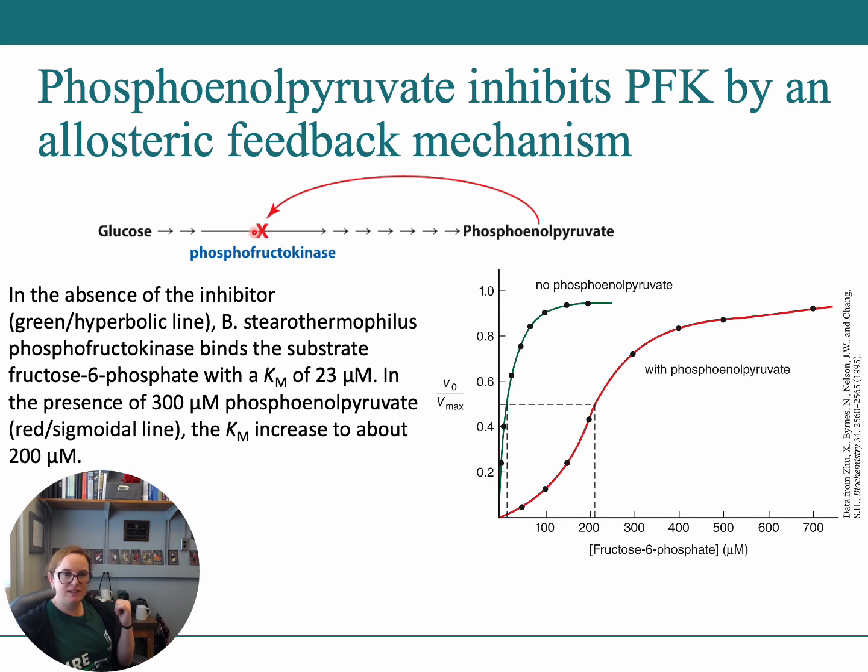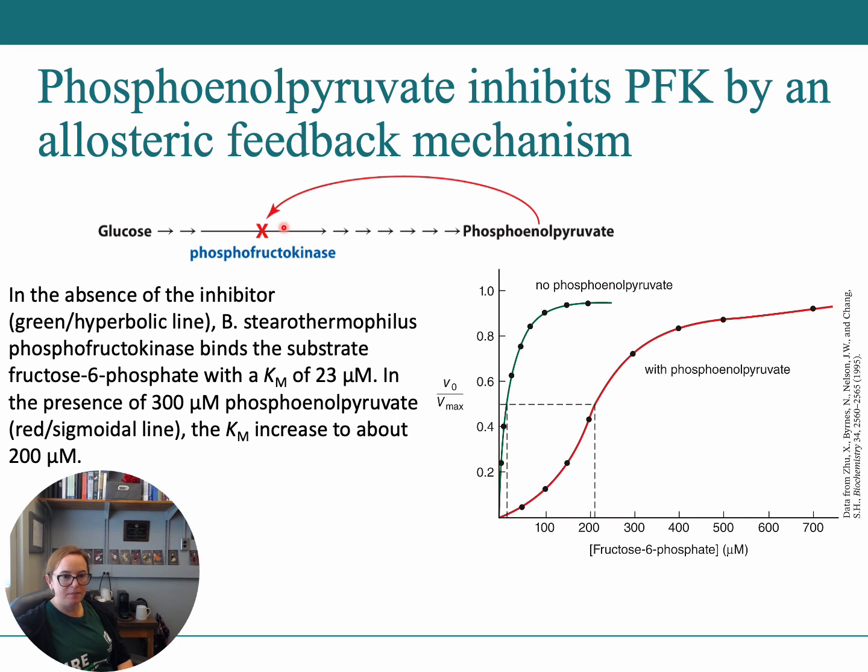The logic of this makes sense. If you have tons of product down here, then you don't need the pathway to still be going all gung-ho, right? You can have it slow down and it'll conserve cellular resources, okay? Whereas if you have a decrease here, then that inhibition will be released and the enzyme can push forward. That's an example of an allosteric feedback mechanism, and this would be negative feedback.